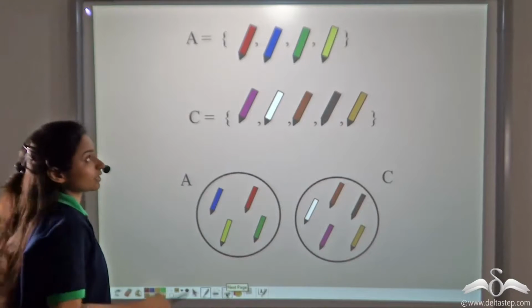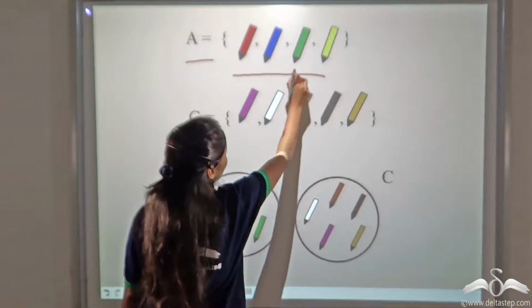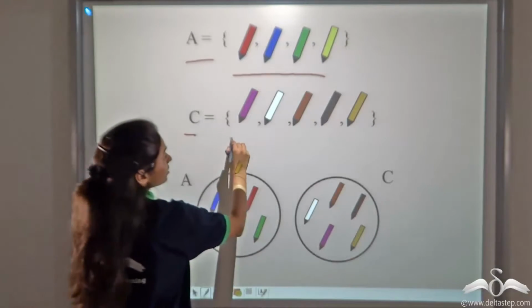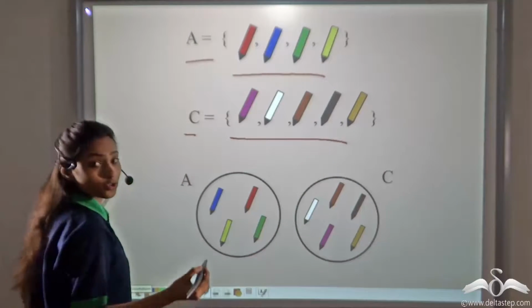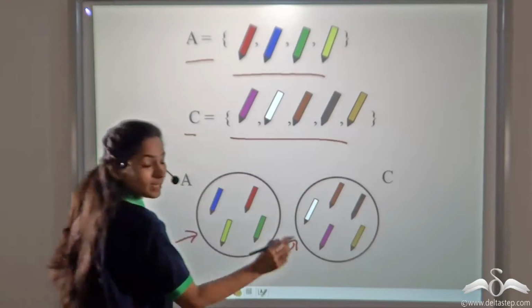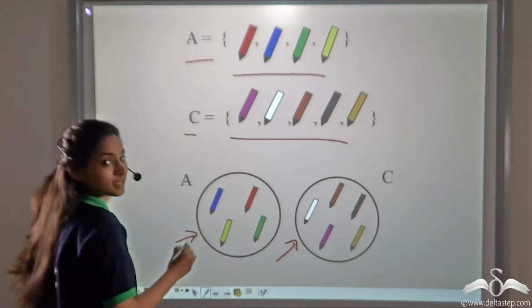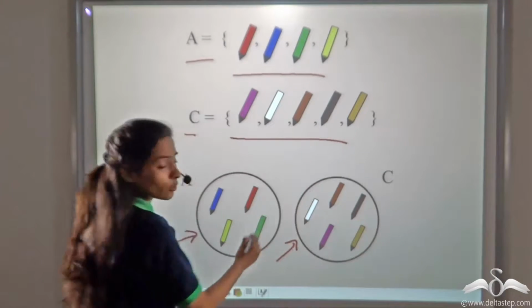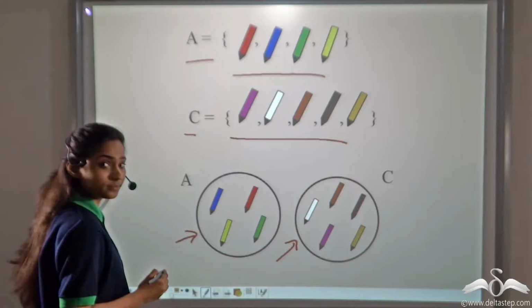Similarly, in sets, if you see, this set has a red, blue, green and yellow pen, while this set does not have any of these pens. So we can say that these two sets of pens are completely different from each other. No pens match in both the sets. There is no pen that is common to both the sets. These sets are completely different from each other.